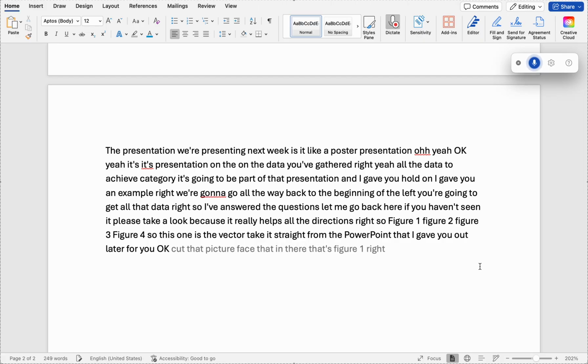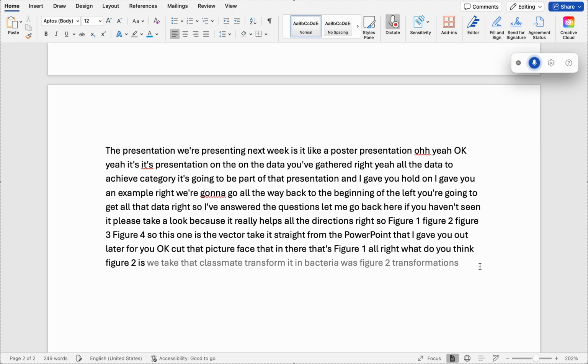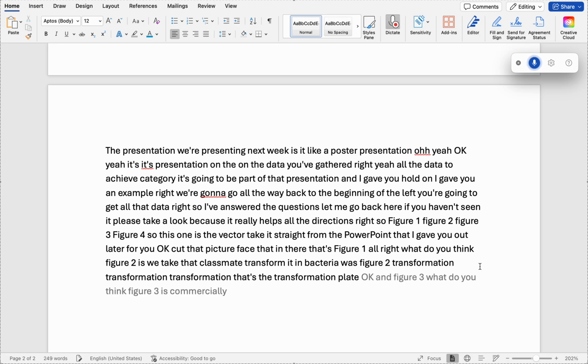What do you think figure 2 is? We take that plasmid and transform it in bacteria. What's figure 2? Transformation. That's the transformation plates. Okay? And figure 3, what do you think figure 3 is? Colony screening.